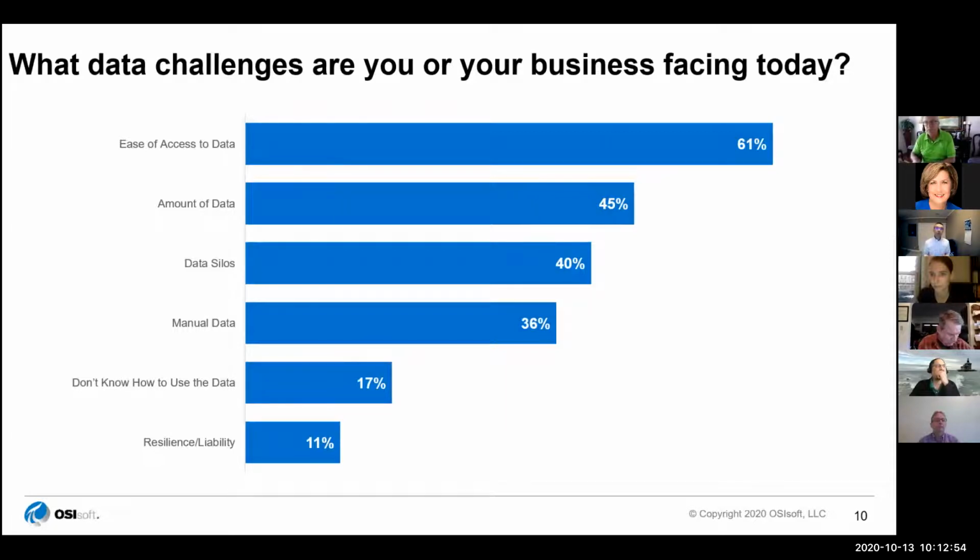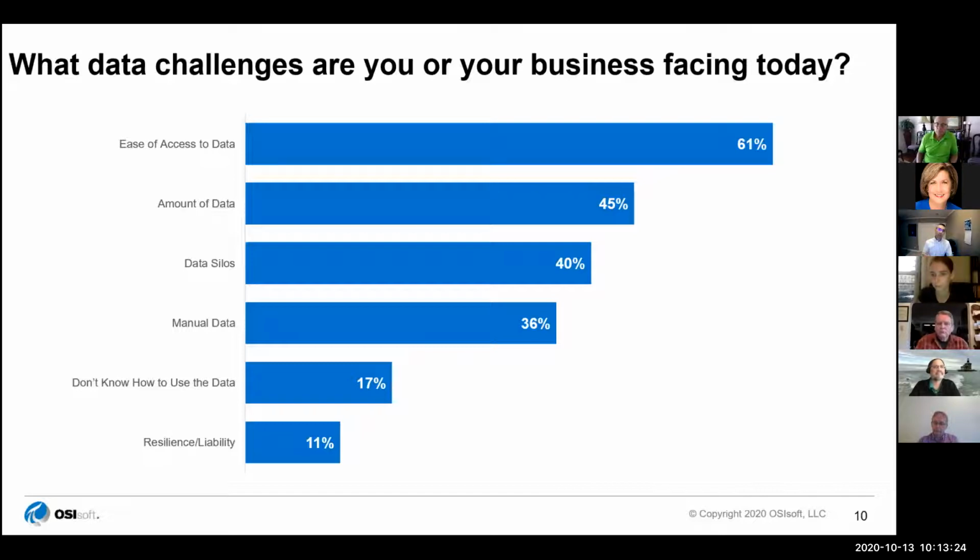But in terms of the challenges of managing all this data, these are what the utilities said. Number one, at 61%, was the ease of access to data. And I think that is so critical. It's about having that ease of access to data. Because sometimes we might have a question that we think of. I might want to know, for example, how many times the pH of my water went over 8.1 in the last 2 years.